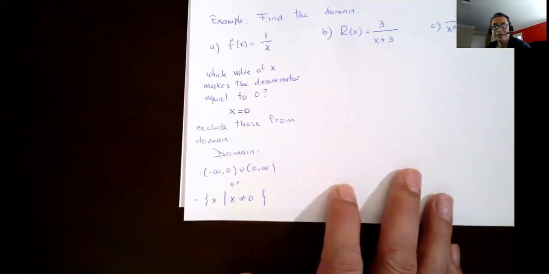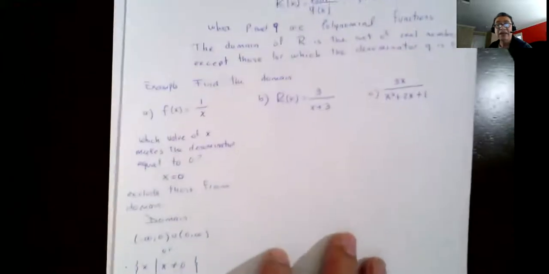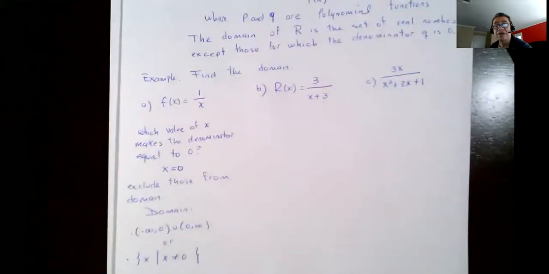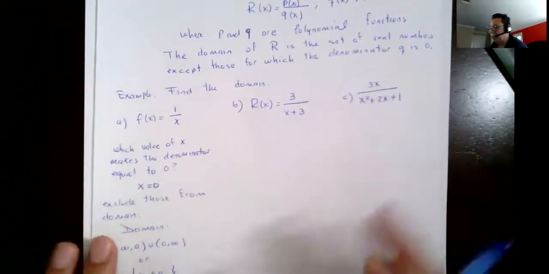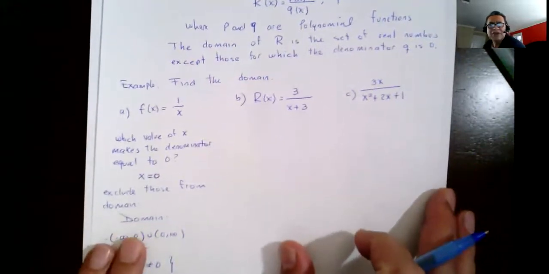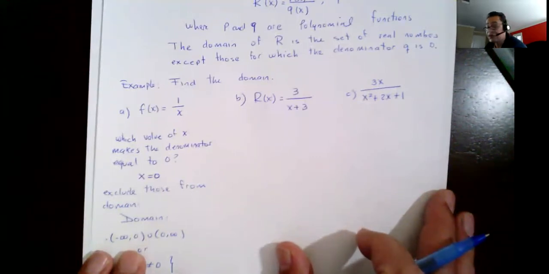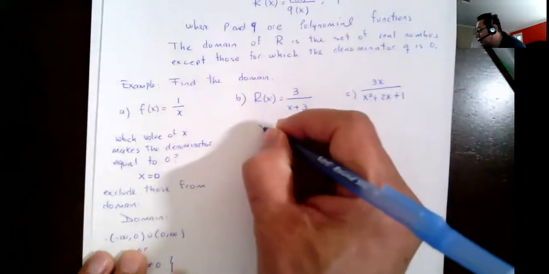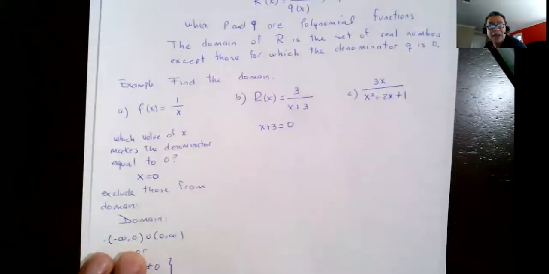Now let's go with B. Notice, B, the function is R of x equals 3 over x plus 3, right? So first, let's find the value that would make this function undefined. So -3? Yes, thank you. You're right. -3. Some of these functions, notice, are obvious, right? You can tell as soon as you see it. So the first thing that we're going to do to find those values that would make it undefined, let's equate the denominator equal to 0. So I'm going to start with x plus 3. I'm going to equate it to 0. And then from there, we're going to solve for x.